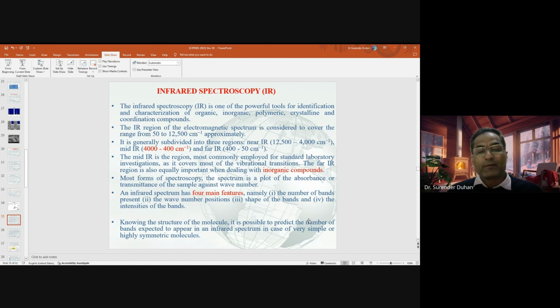An infrared spectrum has four main features: you can determine the number of bands, wave number positions, shape of the bands, and intensity of the bands.